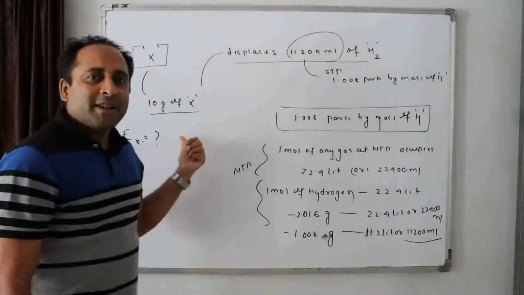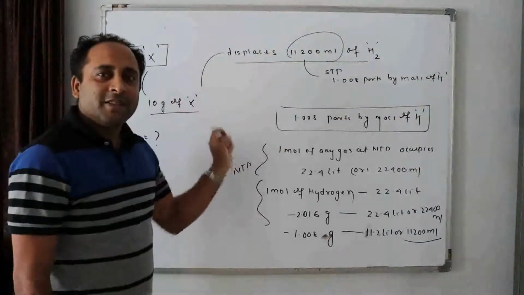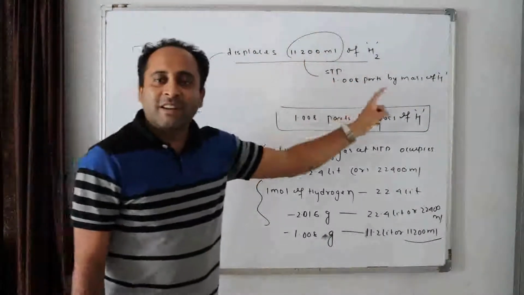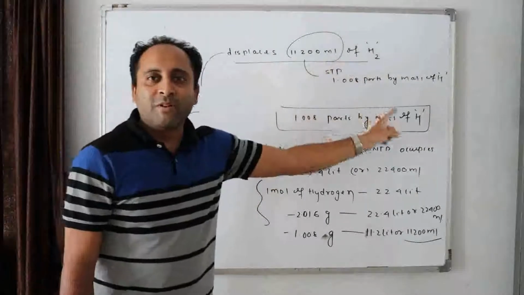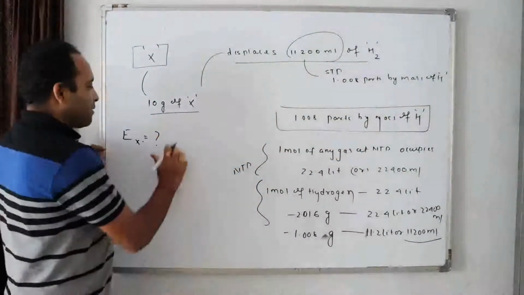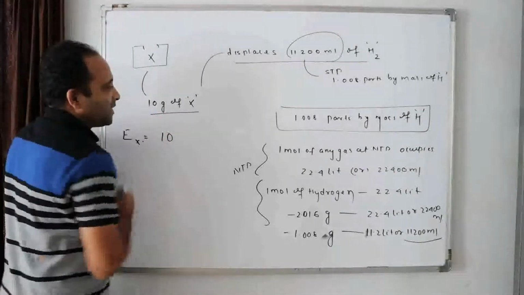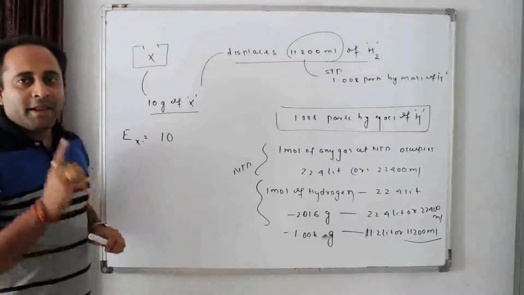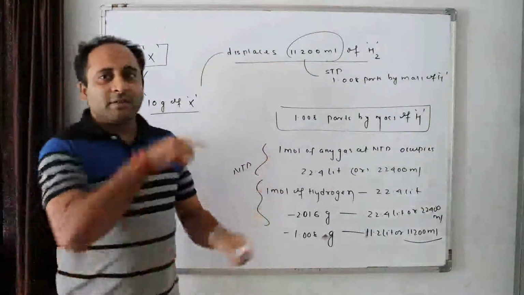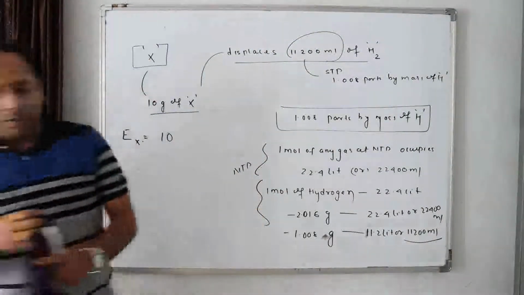So any mass which can combine or displace 1.008 parts by mass of hydrogen, or 8 parts by mass of oxygen, or 35.5 parts by mass of chlorine is called what? That value is what? Equivalent mass. So equivalent mass of X is now how much? 10. Easy? Yes or no? Clear? One more analysis, we'll come back to a question.